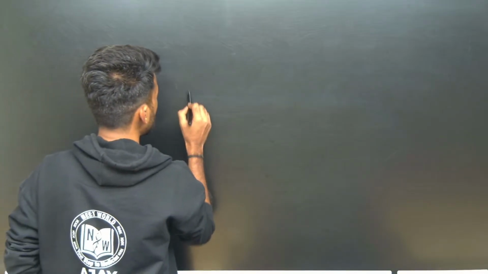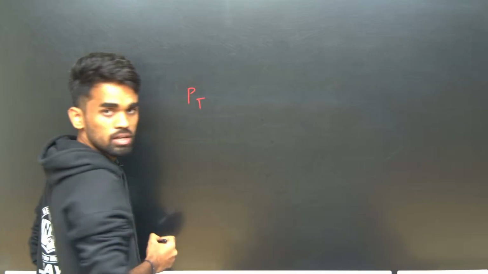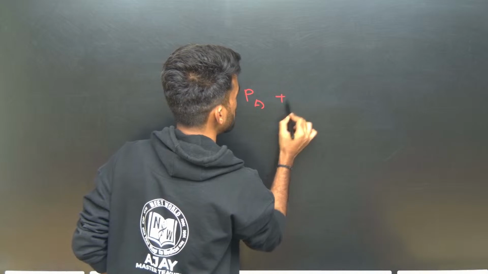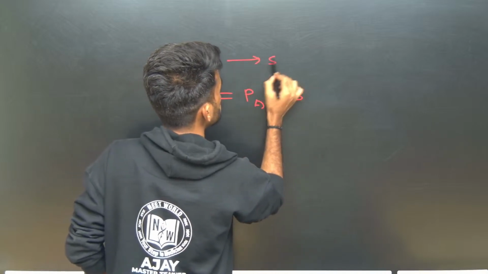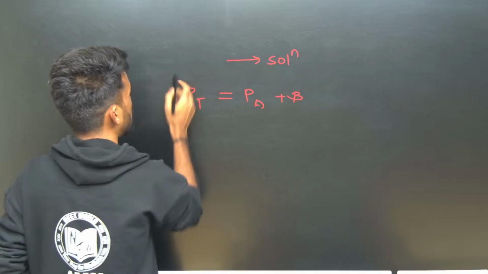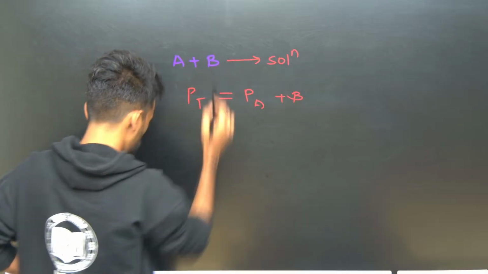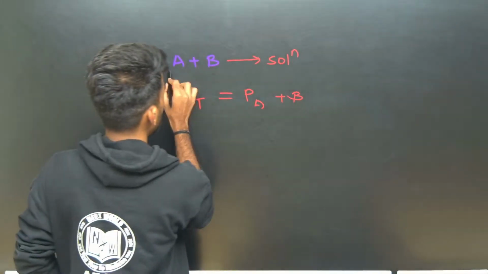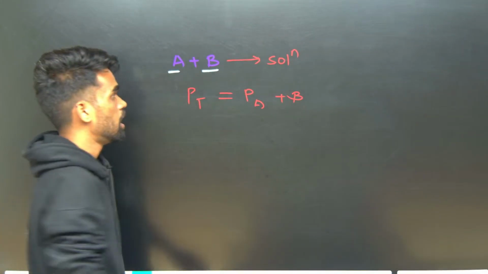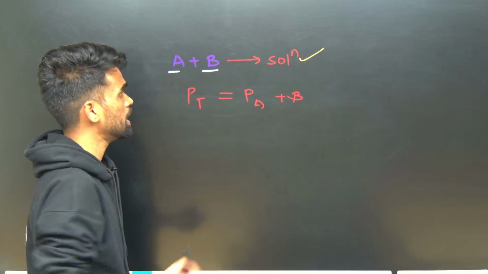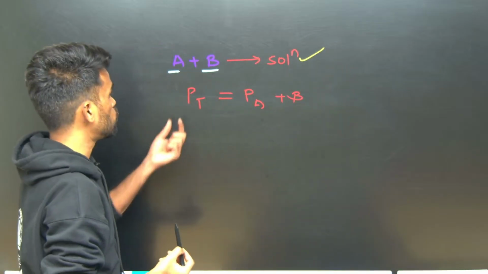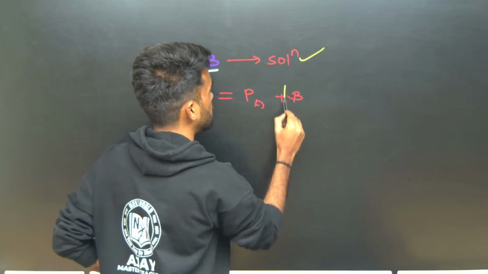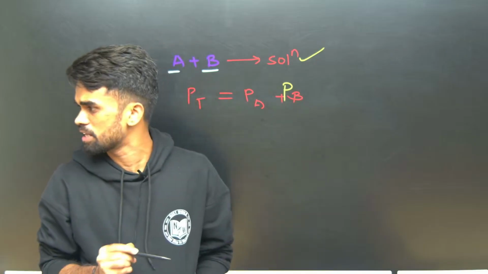See, Raoult's law is given by: P total, the vapor pressure of the solution, is equal to the vapor pressure of A and B. If a solution is a binary solution made up of A and B, these are the two components of the solution. Let us consider it is a volatile solution. Now the total pressure of that solution will be equal to the vapor pressure of A in that solution and the vapor pressure of B in that solution.